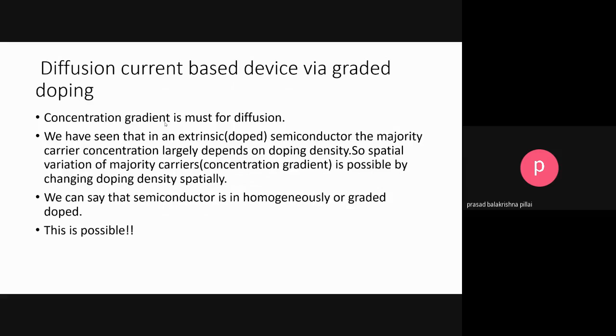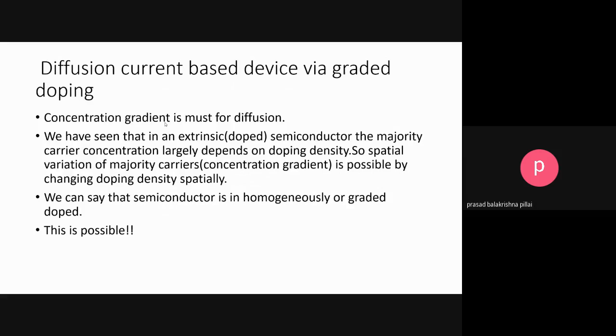So that way we say that if a semiconductor is inhomogeneously doped, not homogeneously, that means it has a non-uniform distribution of dopant. Non-uniform distribution of dopant means non-uniform distribution of the majority carriers. Such a semiconductor is known as a graded semiconductor or graded doped semiconductor. Very often, graded means the doping density is varying with x. X, Y, Z is possible, but we are considering one dimension.